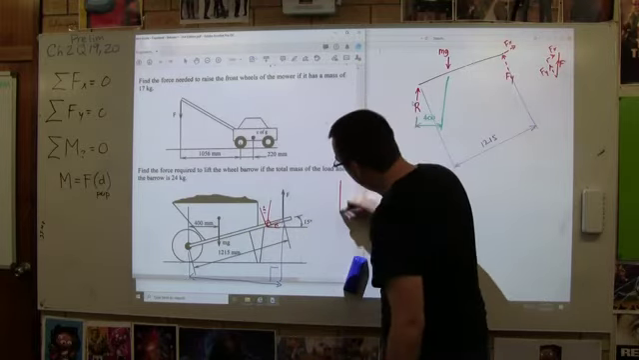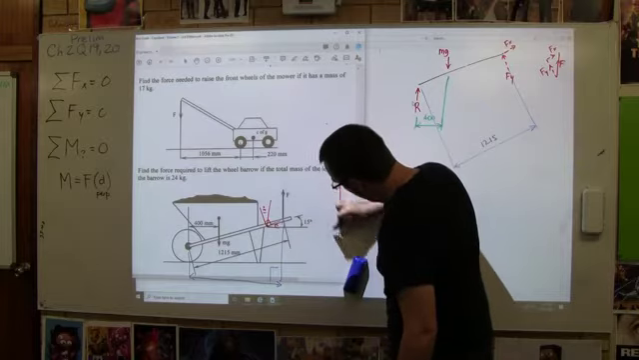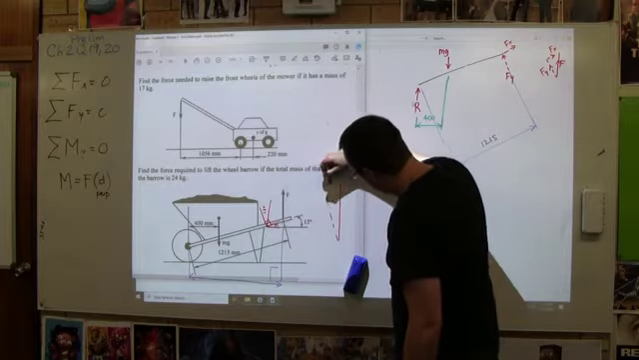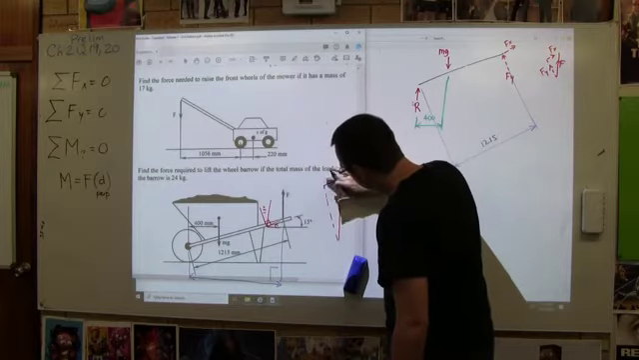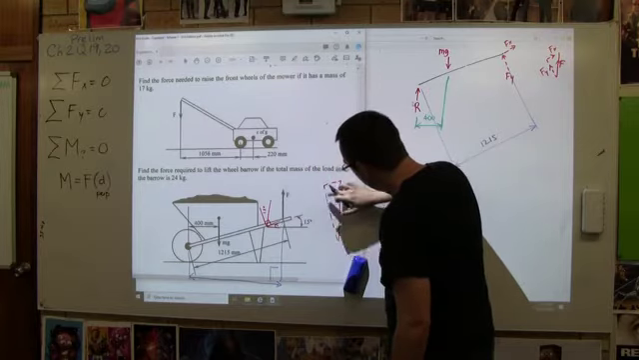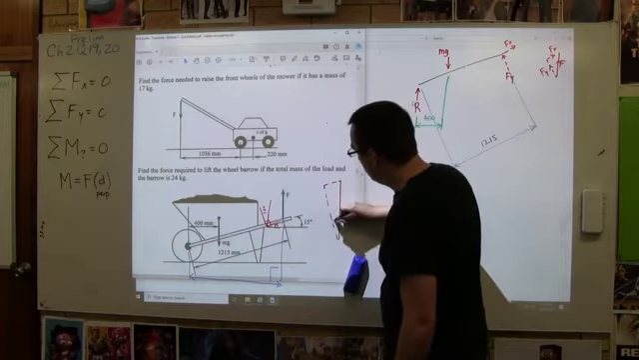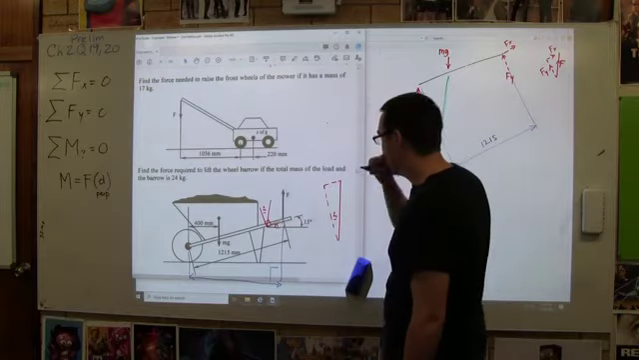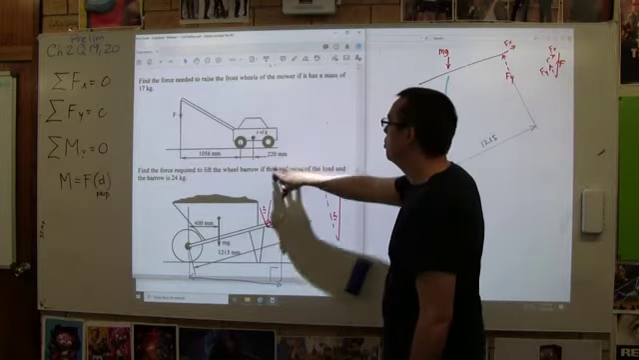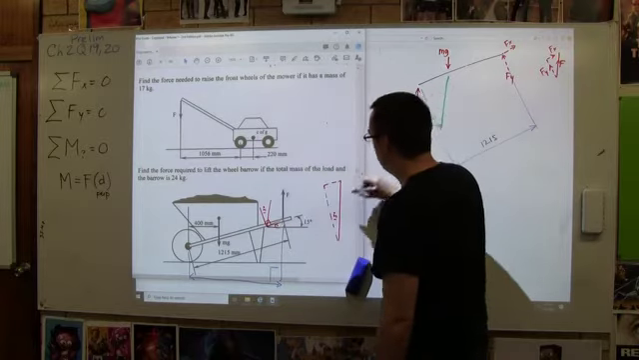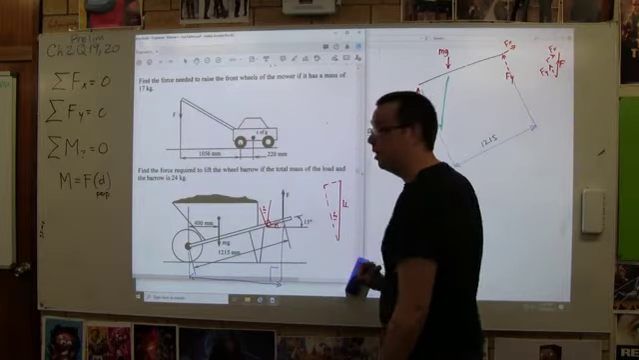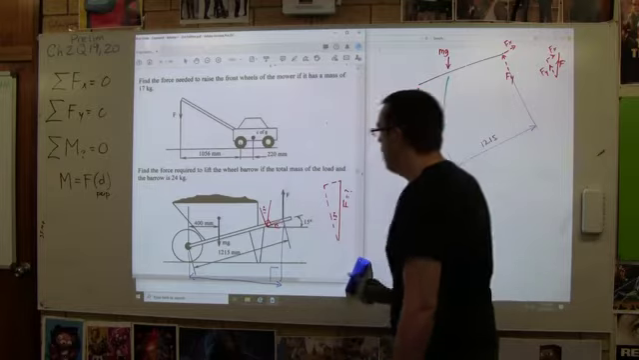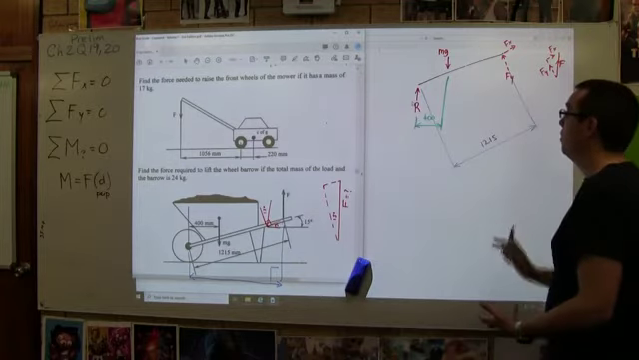Okay, so what we've got here is F, and we want to take a 15-degree version of that and break it into a right-angle triangle, a right-angle triangle that's 15 degrees. So F, find the force required to lift the wheelbarrow of the total mass. Okay, so we don't know what F is yet. That's the problem, right? F is a question mark. And that's what makes this more difficult.